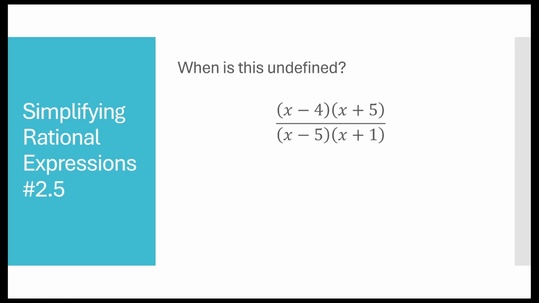And then coming back again to always checking, when is this undefined? Just because I couldn't simplify it doesn't mean I shouldn't check when it would be undefined. It would be undefined if x was 5 or if x was -1. Those values will not work for x in this expression.